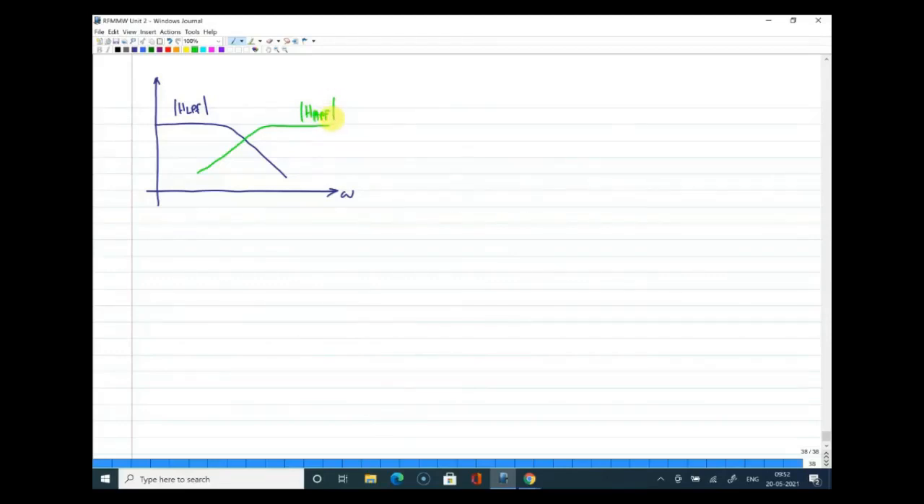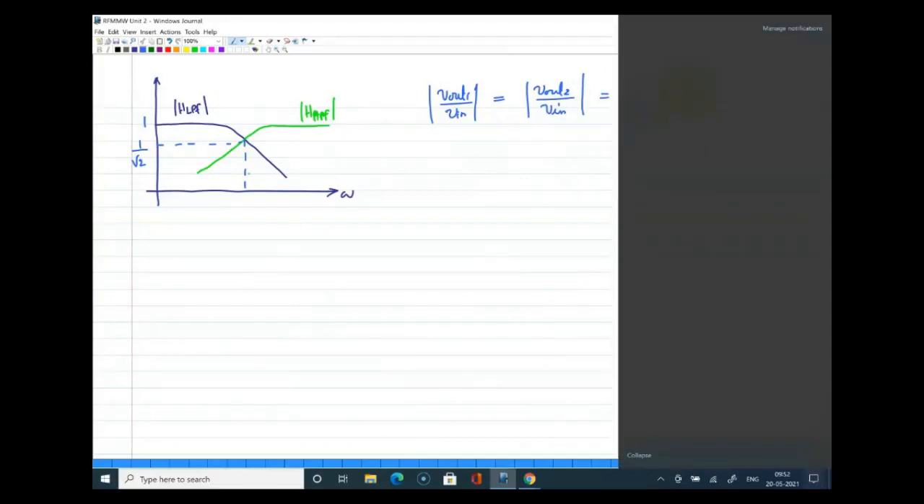And maybe if I'm the maximum value, if I'm writing it equal to 1, and this as the 3 dB frequency, the magnitude will be equal to 1 by root 2. So if I look at the magnitude of V out 1 by V in, that will be equal to the magnitude of V out 2 by V in. That is, both the high pass and low pass responses will have equal amplitude, 1 by root 2, only at the 3 dB frequency or at the cutoff frequency.